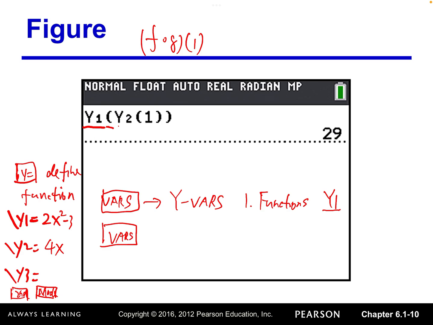Vars, then use the arrow key to move to the y vars, and still we want to evaluate function, which is option 1. This time we choose function y2, because the inner function is y2. Then press parentheses, give the x value, which is 1, close the inner parentheses, close the outer parentheses, and press enter, and you will get the result, 29. Okay, give it a try.